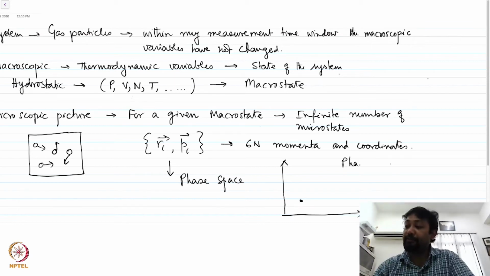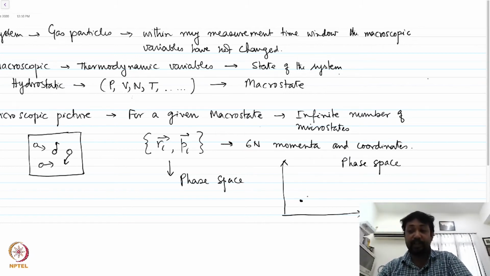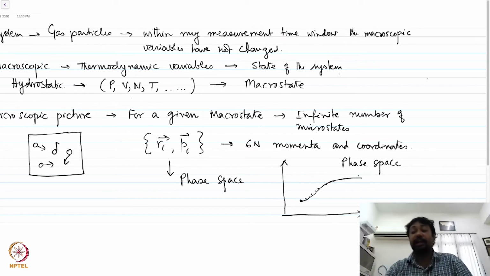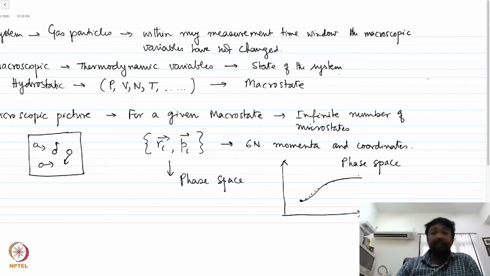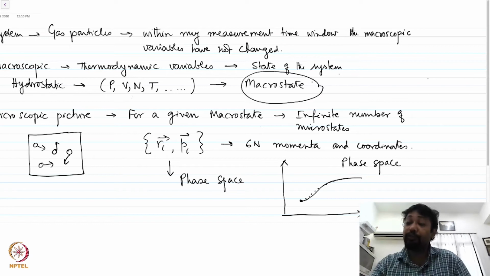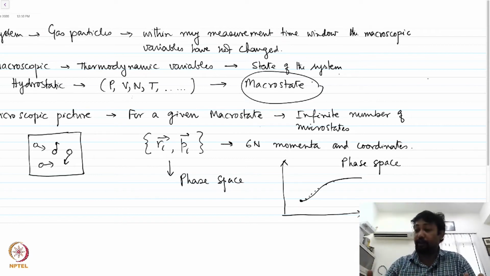So if this is your phase space, then this is a point in the phase space. Clearly, if you can devise a way to measure the microscopic position and the coordinates of all the particles, then you can track this. This corresponds to a trajectory in the phase space. All of these points which lie on this trajectory correspond to the same macrostate which you have prescribed. You have not changed the macrostate.